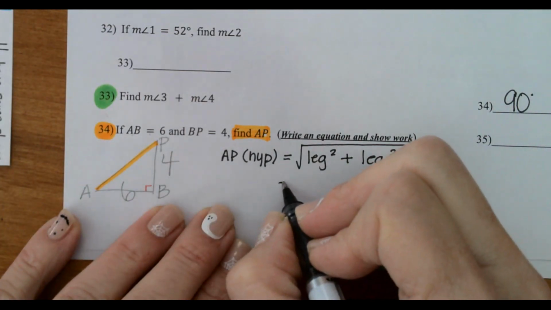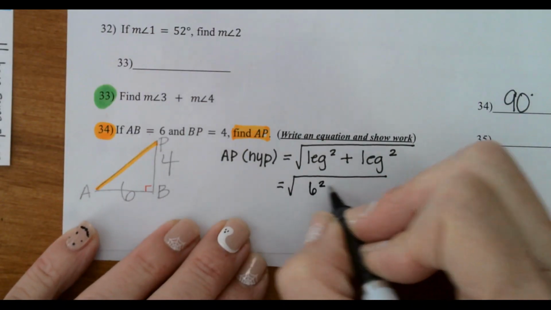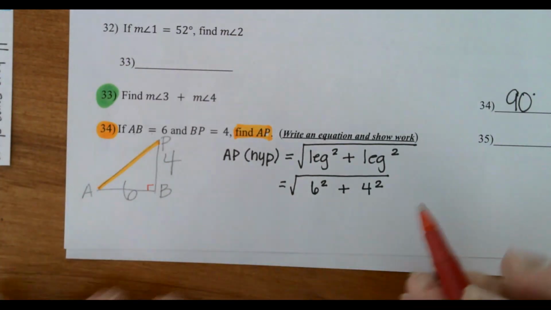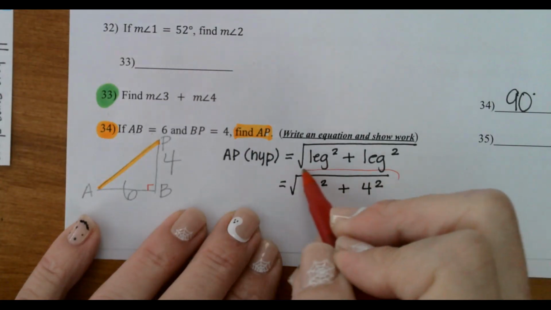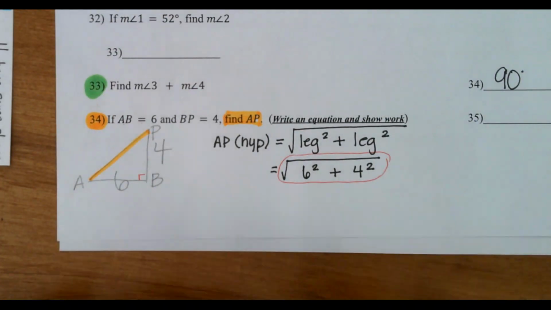Okay, so then equals square root symbol. I'm going to have 6 squared plus 4 squared. And then do you see all of this that I just circled in red? I'm going to go type that into a calculator. Like I'm literally going to type it.